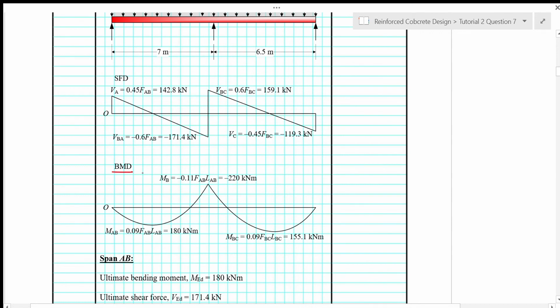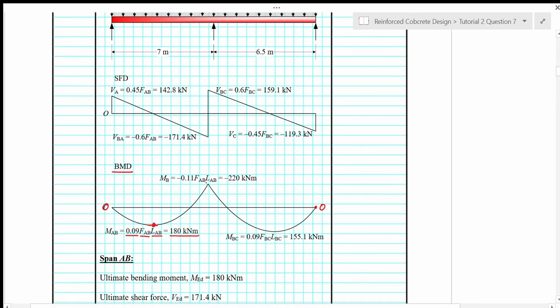For the bending moment diagram, at the outer support we have zero moment. Okay, and at this outer support here we also have zero moment. And then near the middle of the end span here, we have 0.09 FL. So this is span AB, so it's FAB, and the span is LAB. And we get 180 kilonewton meter as the moment near the middle of span AB.